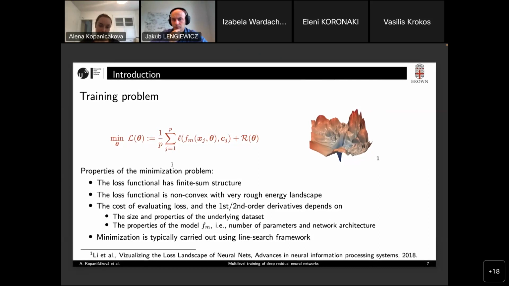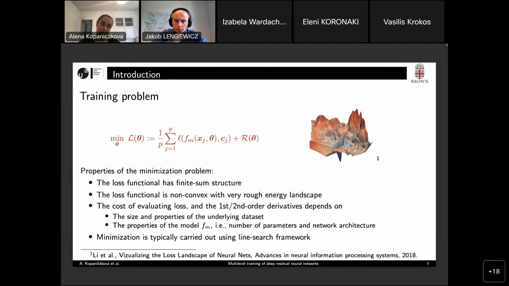Okay, at the end, I would like to point out that the cost of evaluating this loss functional depends on two major factors. First of all, it depends on the size and properties of the underlying dataset: how many samples we have in our dataset, and also the size of input features. Then we also have properties of the model: how many parameters our network has and what our network architecture is.